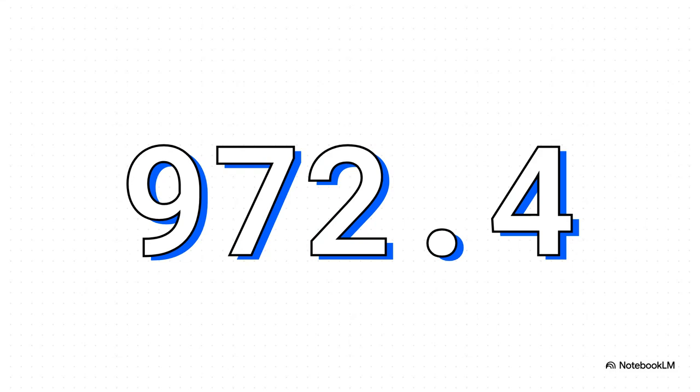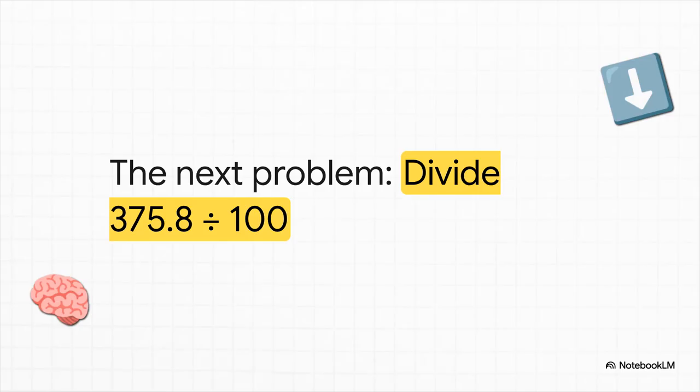And boom, there's our answer, 972.4. No big calculation needed, just a quick little hop with the decimal. It really is that simple. All right, now let's flip it and see how this same idea works for division.